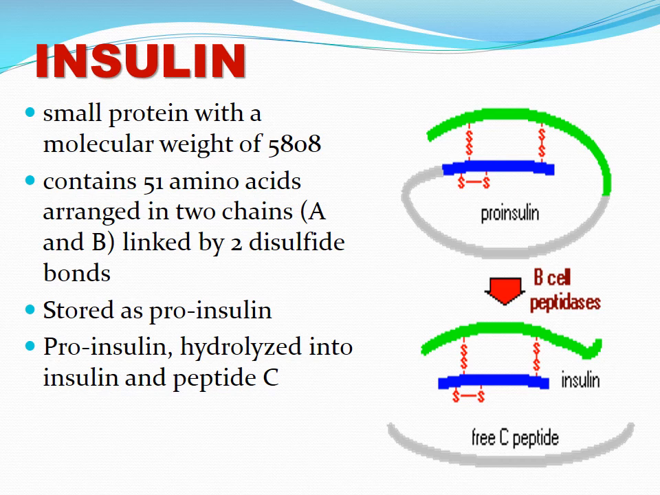Insulin is a small protein with a molecular weight of about 5,800. It contains 51 amino acids arranged in two chains, chain A and chain B, linked by disulfide bonds. It is usually synthesized and stored as proinsulin. Proinsulin is hydrolyzed into insulin and C peptide.